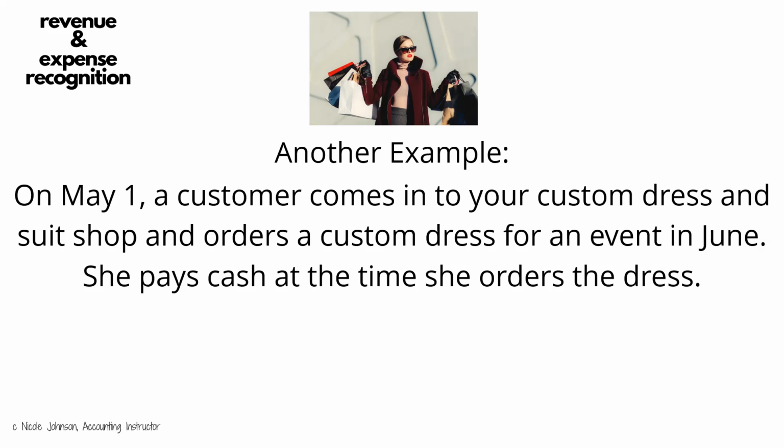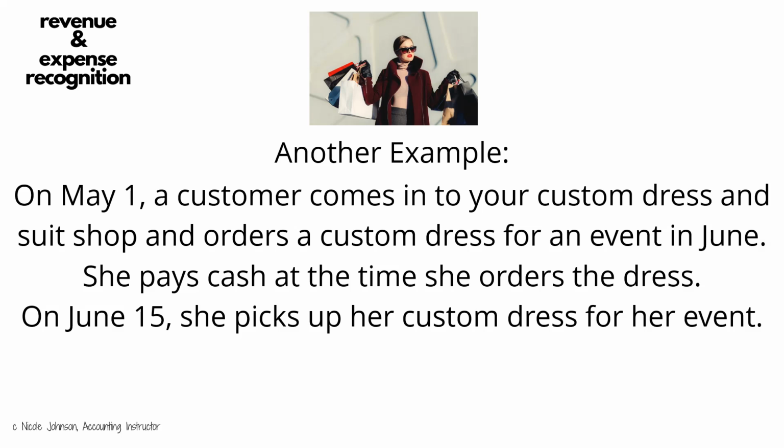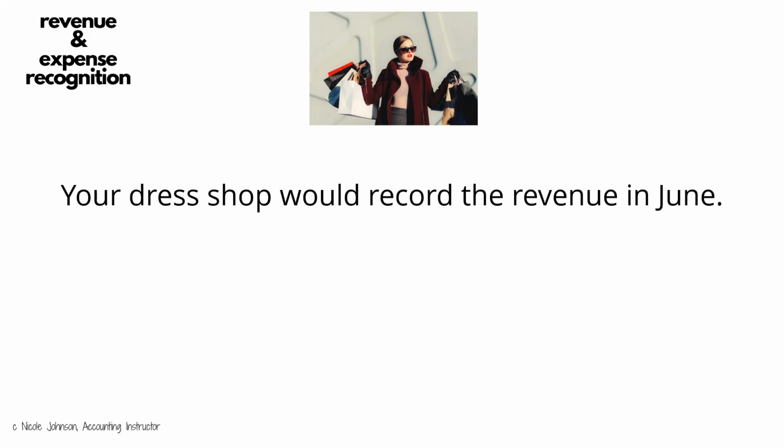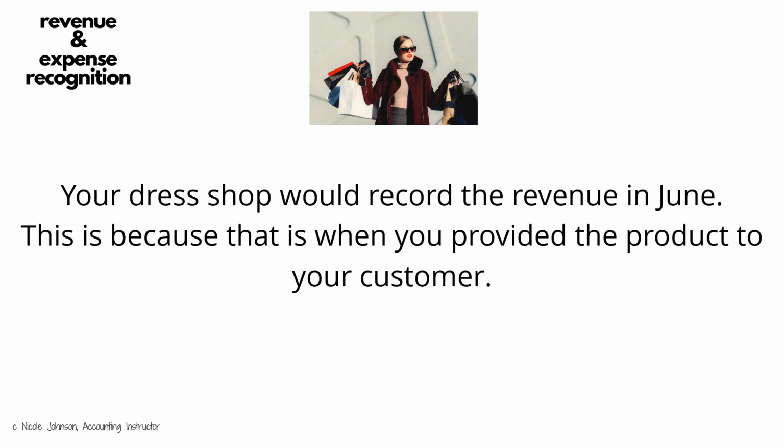On May 1st, a customer comes into your custom dress and suit shop and orders a custom dress for an event in June. She pays cash at the time she orders the dress. On June 15th, she picks up her custom dress for her event. When would your shop recognize and record the revenue? Your shop would record the revenue in June. This is because that's when you provided the product to your customer.